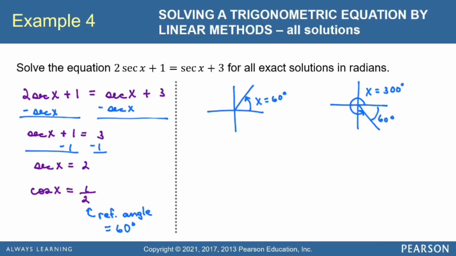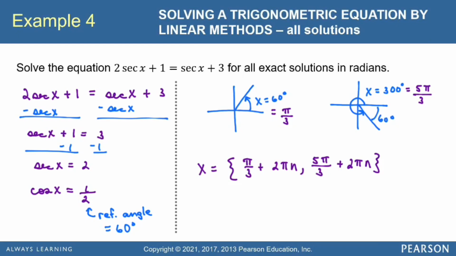Now remember that the problem asked us to state all exact solutions in radians, so we need to convert each of these principal solutions into radians. 60 degrees we know is pi over 3 radians, and 300 degrees is 5 times 60, which is 5 pi over 3 radians. So to state all solutions, we would say x equals {pi over 3 plus 2 pi n, 5 pi over 3 plus 2 pi n}, where n is any integer.